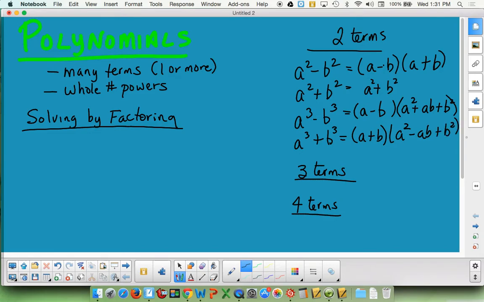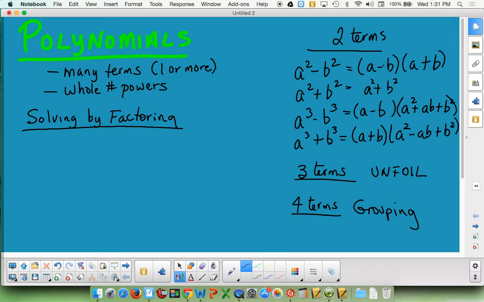Three terms, of course, we know we're going to unfoil it. And four terms, we're going to work with grouping. So that should all be old hat by now. I'm going to cut right to the chase and get to some situations that are a little more complicated for us to deal with.